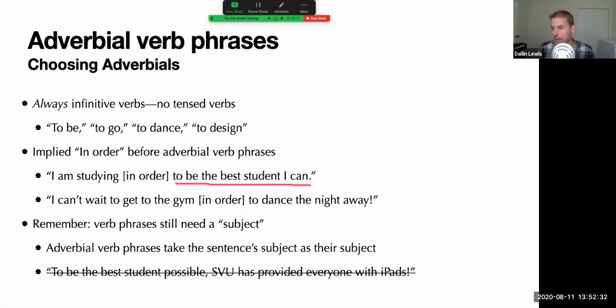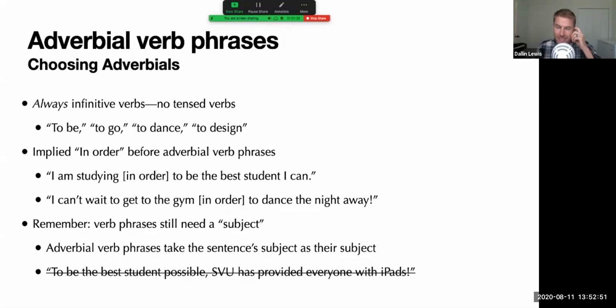All right. "I can't wait to get to the gym to dance the night away." "I can't wait to get to the gym in order to dance the night away." That would make "to dance the night away" an adverbial verb phrase. And notice we have the infinitive form "to dance," just like we have the infinitive form "to be" up here. Those are untensed verbs.